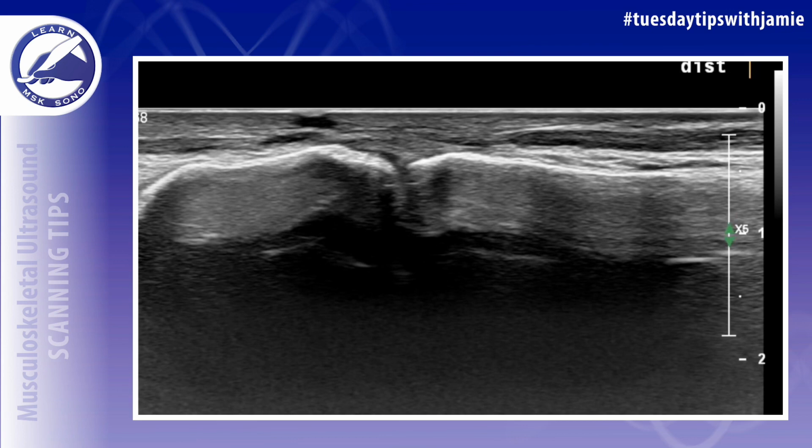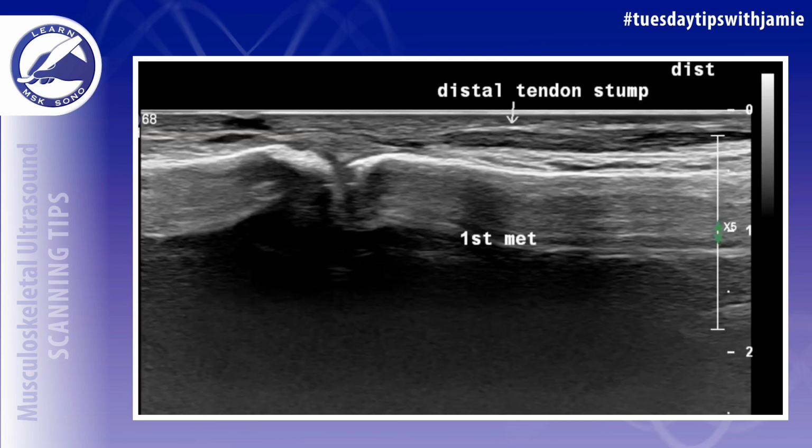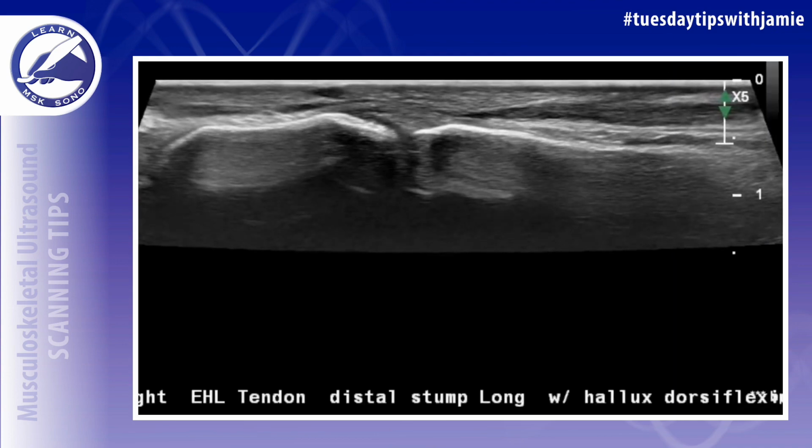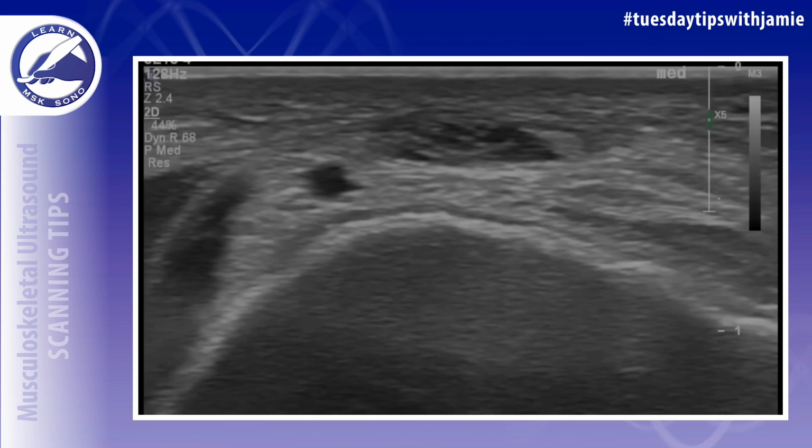It's important to determine whether all of the tendon fibers are torn or only some of them. If there are some fibers intact, the tendon may still have some function. You should also use power Doppler to prove a tendon defect. There will be no hyperemia present at a site where there is a loss of tendon fibers.